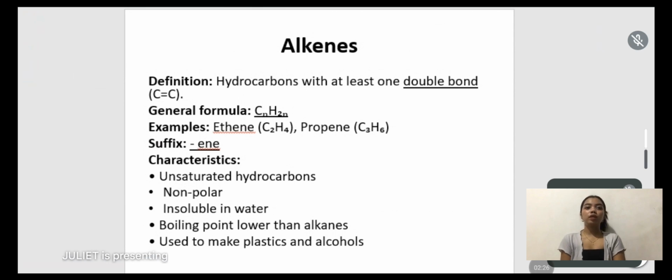Then, let's proceed with the characteristics of alkenes. Alkenes are unsaturated hydrocarbons, non-polar, insoluble in water, and their boiling point is lower than alkanes. And alkenes are used to make plastics and alcohols.